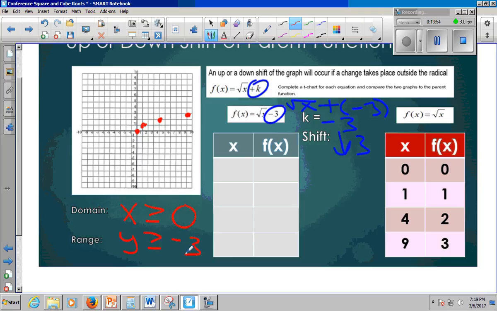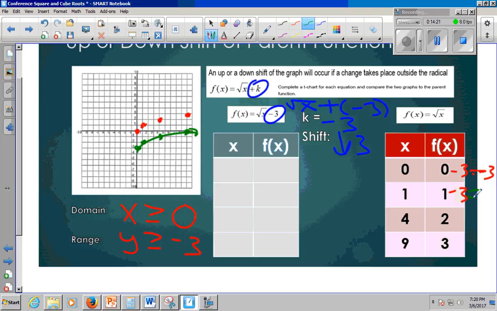So our 0 point goes to negative 3. Well, let's go take a look over here. So we're looking at down 3 units. So 0 minus 3 is negative 3. 1 minus 3 is negative 2. 2 minus 3 is negative 1. And 3 minus 3 is 0. So my claim is this is the graph, the shift, square root of x minus 3.